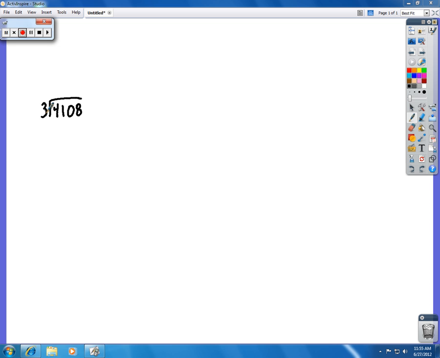So that will go in there one time. So we put a 1 up here, and then we do 1 times 3. Put that 3 down here. Subtract it. We have 4 minus 3, which is 1. And then we bring down the next digit. So then we figure out how many times 3 will go into 11 without going over. That will go in 3 times.